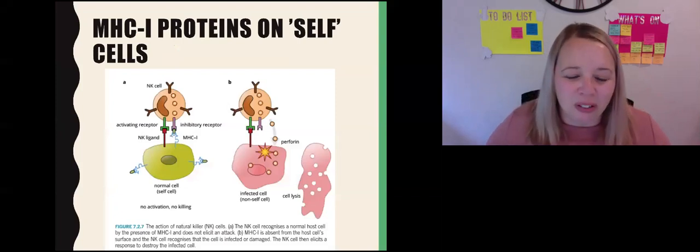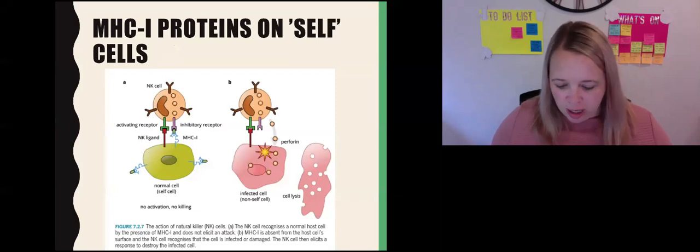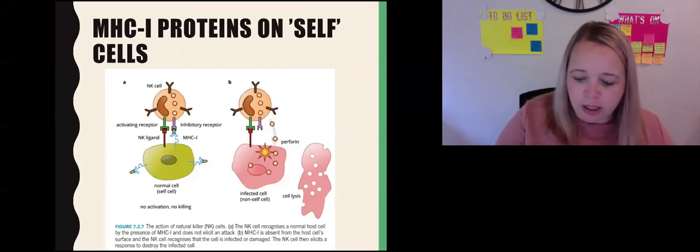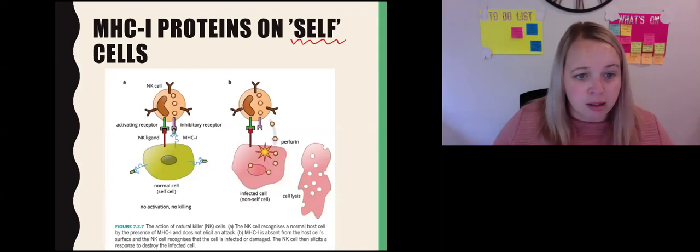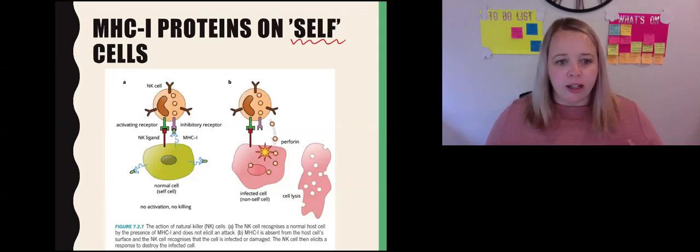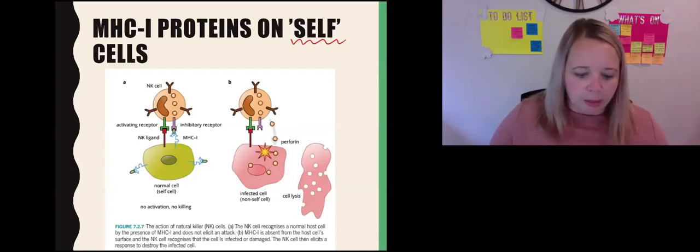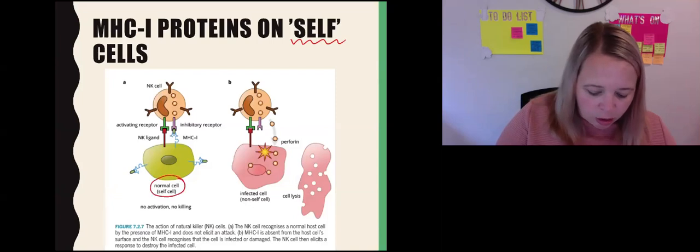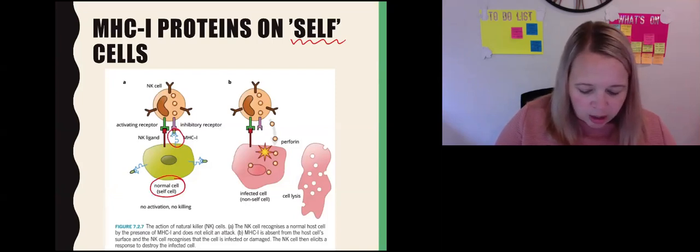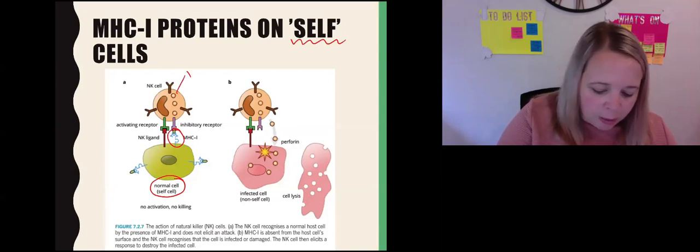But I've tried to simplify it because you can get really kind of taken aback with it. So MHC1 proteins are proteins on our self cells. So they're kind of like identification for what's us versus what's not us. So your MHC1, you can see here, is a normal self cell. Here is the MHC1. The natural killer cell, which is a type of leukocyte.